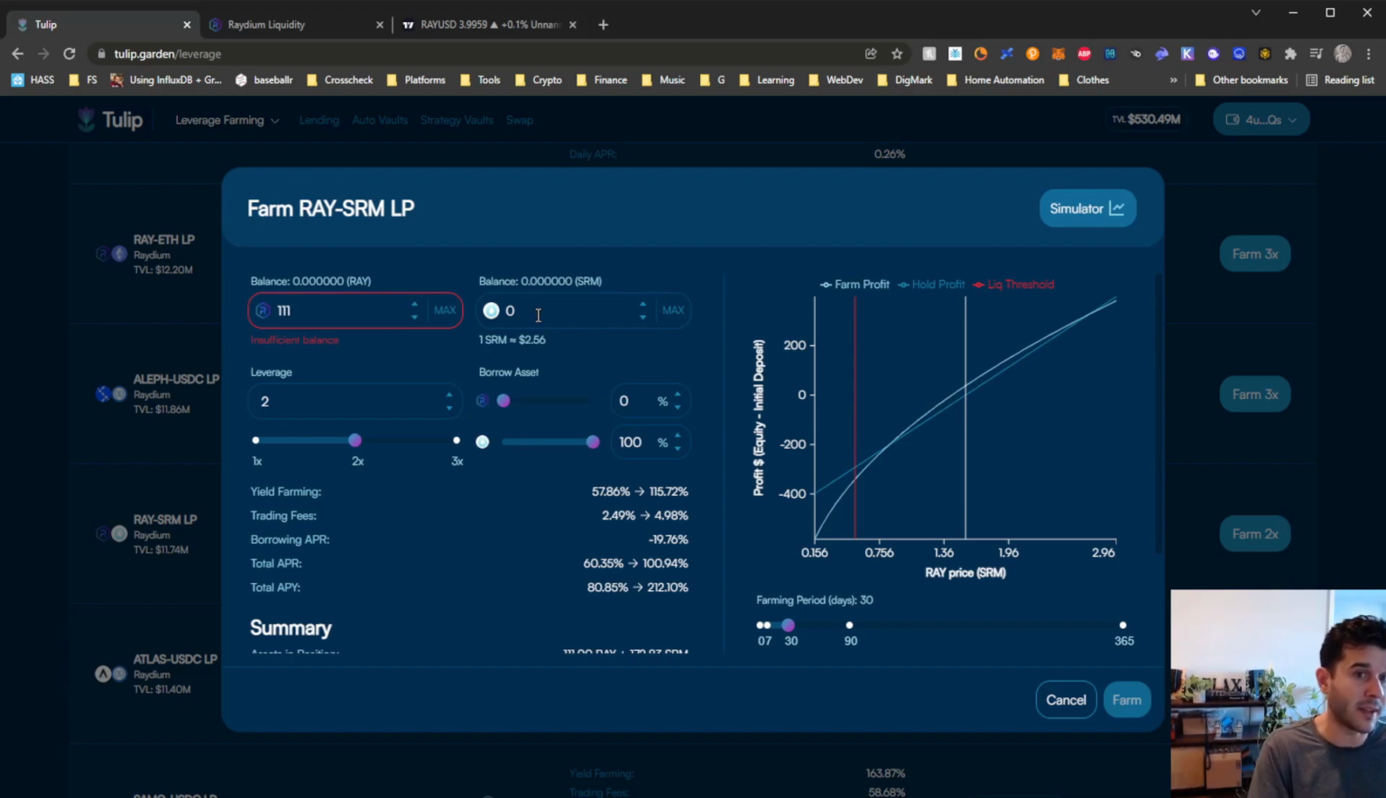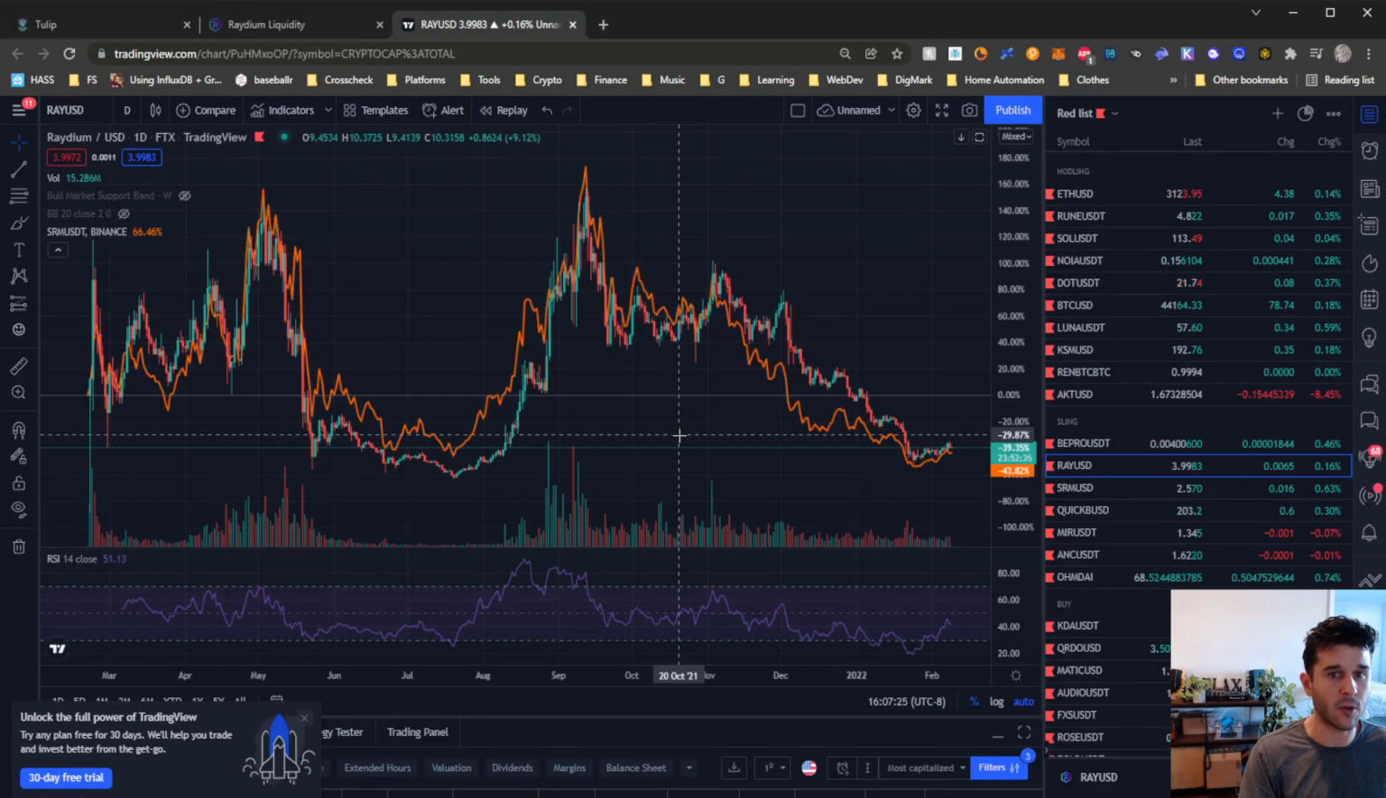you're borrowing the one that maybe you're slightly less bullish on, or two assets that are, you know, perfectly correlated or very close to being correlated. That way, the risk of your borrowed asset outperforming your supplied asset is low, and you have less risk of impermanent loss. So the reason I chose this pool right here is because they are very correlated.